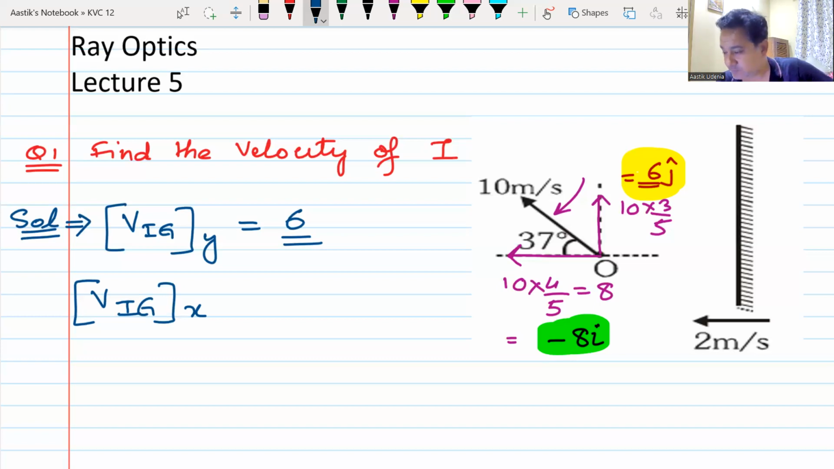Agree? Velocity of image with respect to mirror in the x direction, plus velocity of mirror with respect to ground in x direction.